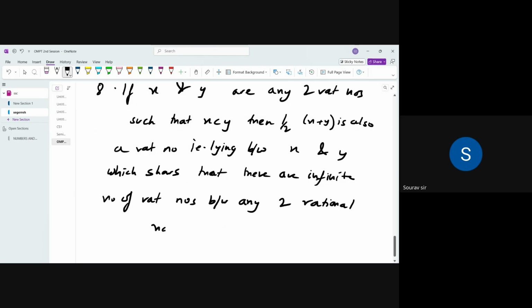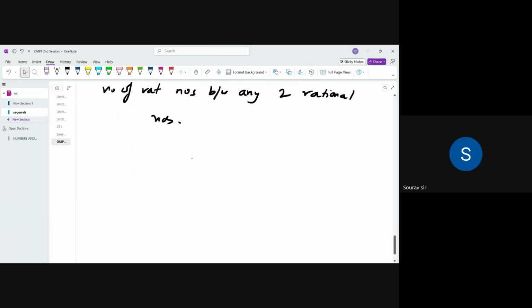So is it clear what I mean by that? If X and Y are any two rational numbers, say X is less than Y, then half of X plus Y is also a rational number, because both are rational numbers. And they are lying between X and Y, which shows that there are infinite number of rational numbers between any two rational numbers. Clear? So these are the properties which I thought that you should know. Now we can go with the properties of integers. There are some important rules also for the integers.